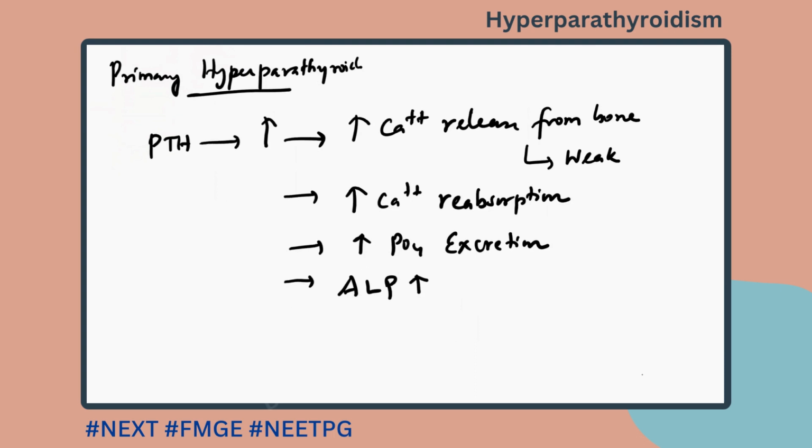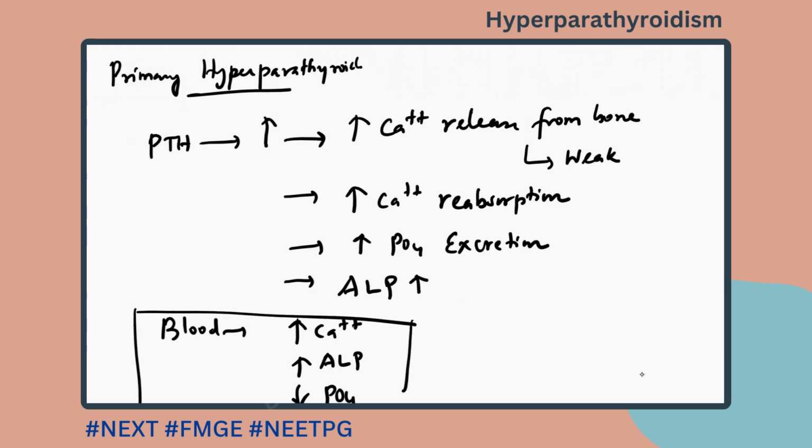So when you take the blood, you will have more calcium, more alkaline phosphatase, but decreased phosphate in the blood. This is the picture of primary hyperparathyroidism. Can you understand this? In primary hyperparathyroidism, when you test the blood it will have more calcium, that means there is hypercalcemia. There will be increased alkaline phosphatase, but the phosphate level will be decreased in the blood because of parathormone action.